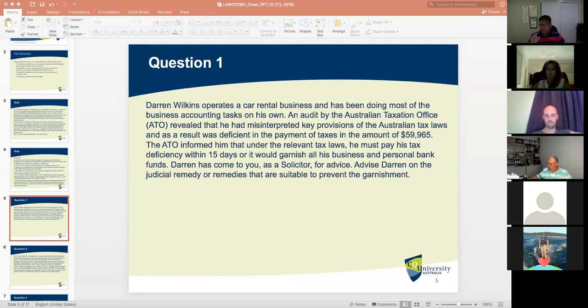Remember, when you look at the Judiciary Act of 1903, you're looking both at prohibition and injunction. So actually, under the Judiciary Act of 1903, the distinction between a common law judicial remedy and an equitable judicial remedy has disappeared, because it is under Section 13(b) of the Judiciary Act. It is also under Section 75(5) of the Constitution.